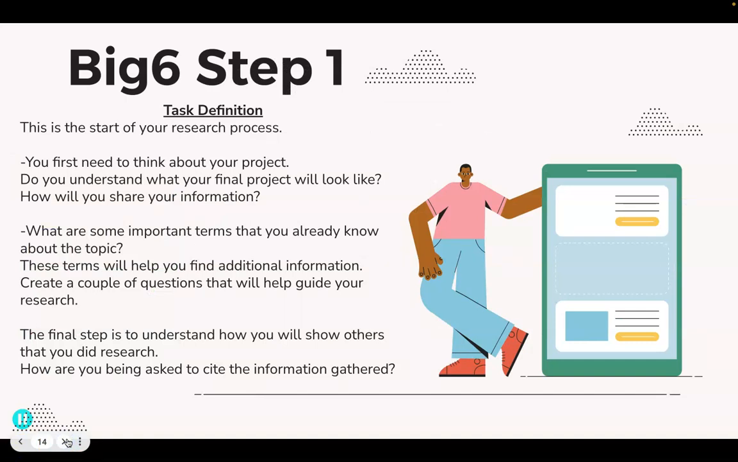Step 1 is task definition. This is the start of your research process. You first need to think about your project. Do you understand what your project will look like? And how will you share your information? What are some important terms that you already know about the topic? These terms will help you find additional information. Create a couple of questions that will help guide your research. The final step in step 1 is to understand how you will show others that you did this research. How are you being asked to cite the information that you gather? Step 1 is like your organizational phase.